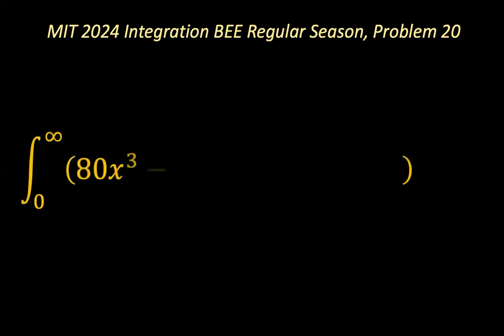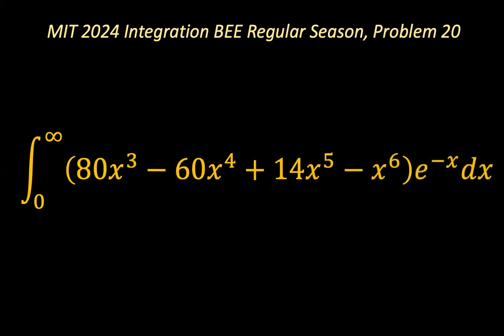So today's problem is the last problem of the MIT 2024 Integration Bee regular season, problem number 20, which is the definite integral from x equals 0 to x tending to infinity of, in brackets, 80 times x to the power 3 minus 60 times x to the power 4 plus 14 x to the power 5 minus x to the power 6, close bracket, times e to the power negative x. From the very outlook, it looks intimidating, but it's a very simple problem.